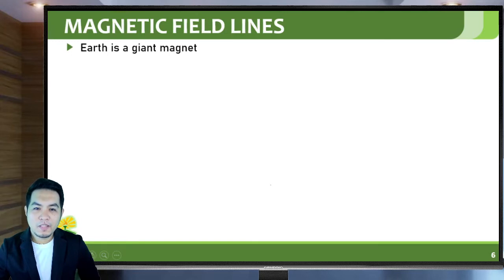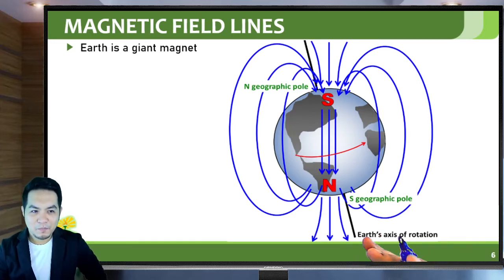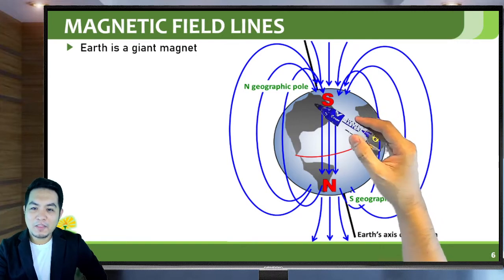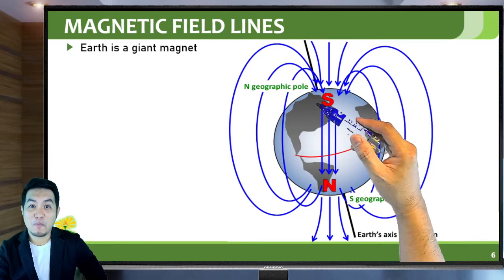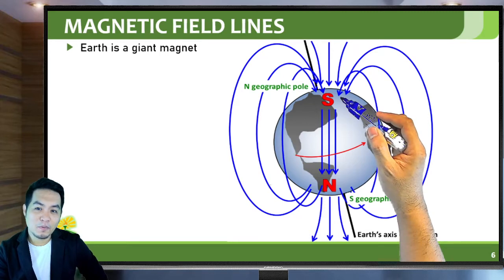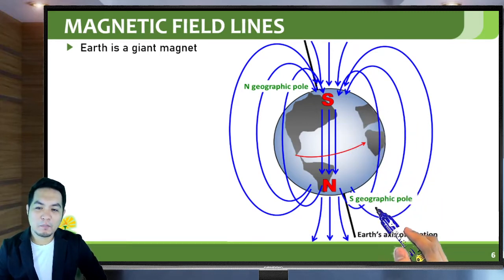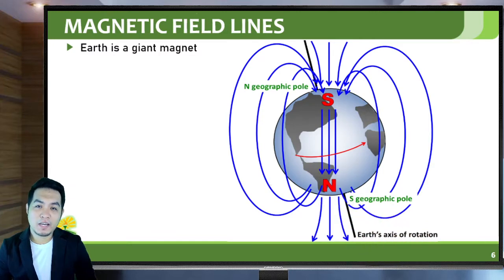So the Earth is actually a giant magnet. So this is the Earth. It's actually a giant magnet. But the situation is reversed. The North Geographic Pole, the North Pole that we usually, in layman's terms, call the home of Santa Claus, is actually close to a South Magnetic Pole. And the South Geographic Pole, Antarctica, for that matter, is actually close to a North Magnetic Pole.